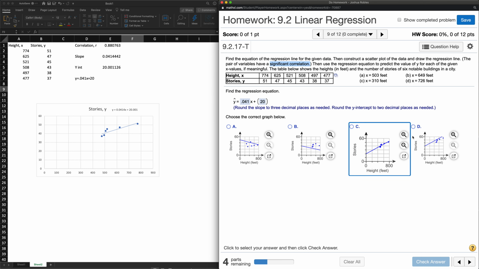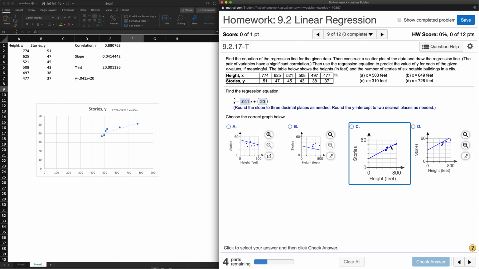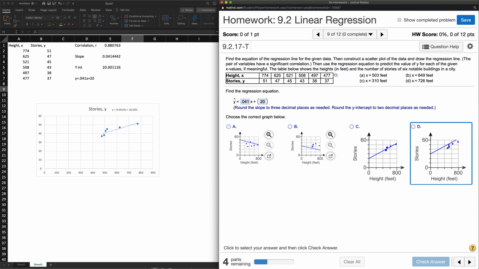All right, so we want to compare these answers now. They do look quite similar. Our x and y axes have the right labels and the right sets of values. I think the quickest way to compare them is to look at the line itself. A regression line should fit between the data, so it should make sense where it goes. And that is the most clear answer here.